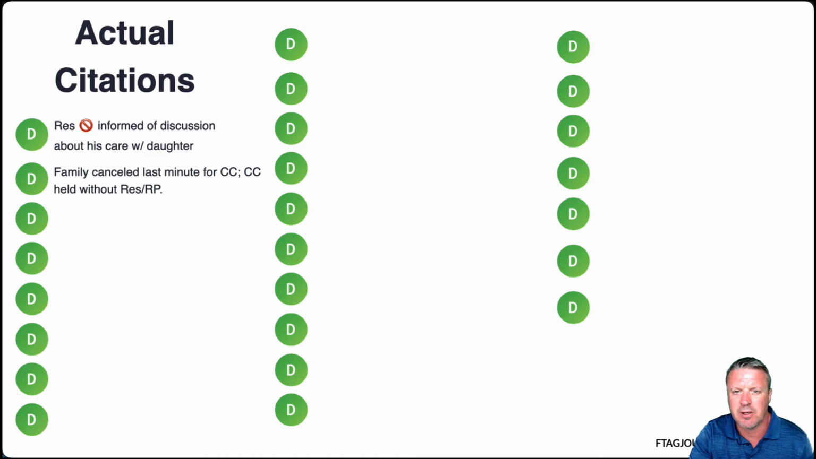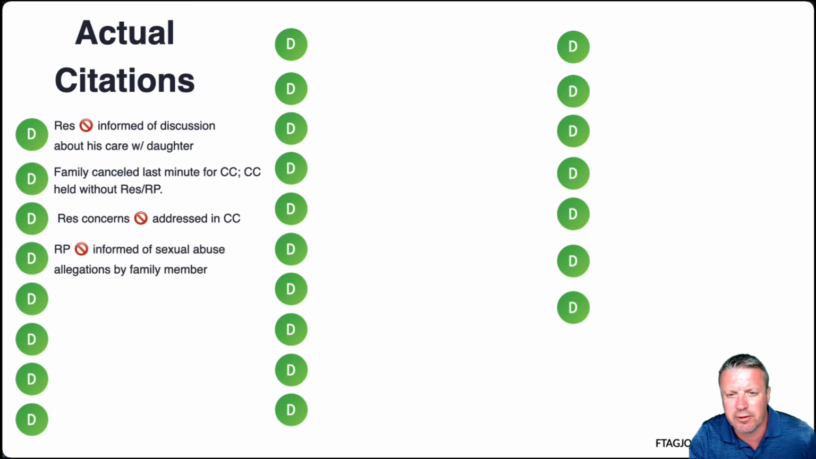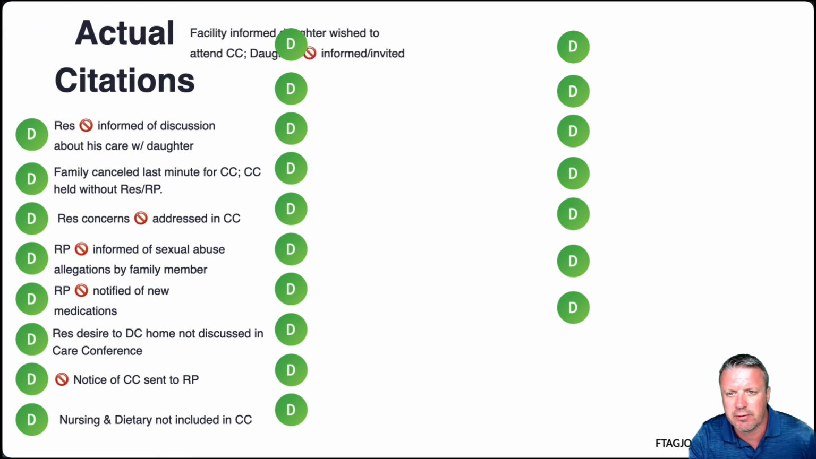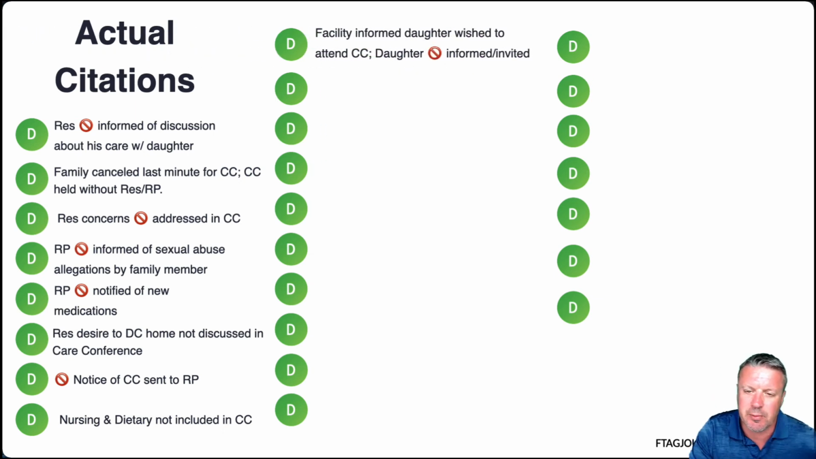Family canceled last minute for care conference, and the care conference was held without the resident or responsible party. Kind of defeats the purpose of a care conference. Resident concerns were not addressed at care conference. Responsible party not informed of sexual abuse allegations by a family member. Responsible party was not notified of new medications. Resident's desire to discharge home was not discussed in the care conference. No notice of care conference sent to the responsible party. Nursing and dietary were not included in care conference. Typically, nursing takes up the majority of it, at least in the early stages.